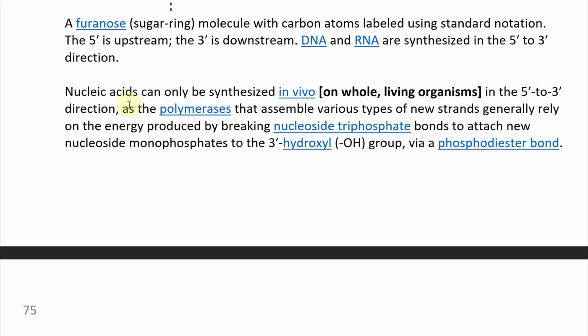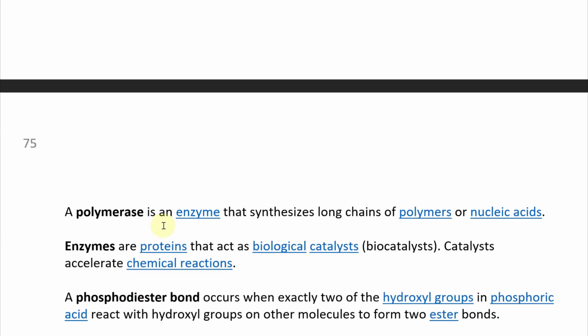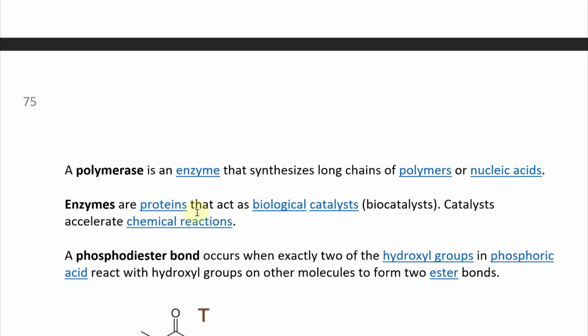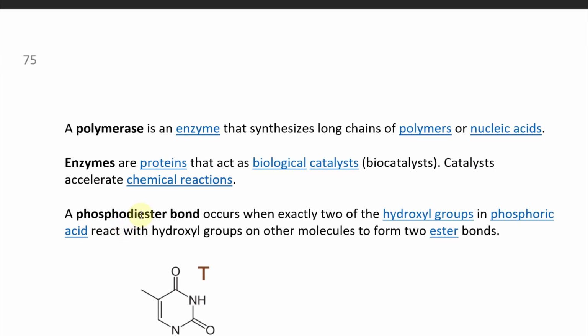All right, so let's unpack that again. Nucleic acids can only be synthesized, or created, in vivo, or in whole and living organisms, in the 5 to 3 direction, as the polymerases. Polymerases are enzymes that synthesize long chains of polymers or nucleic acids. Again, enzymes speed up reactions. And enzymes are proteins that act as biological catalysts, or biocatalysts, and catalysts accelerate chemical reactions.